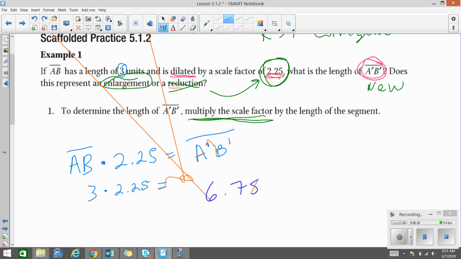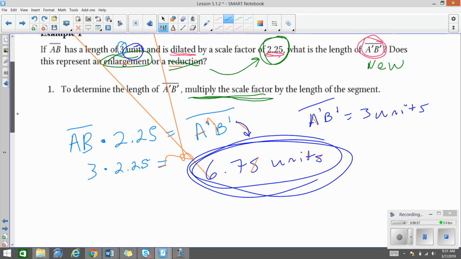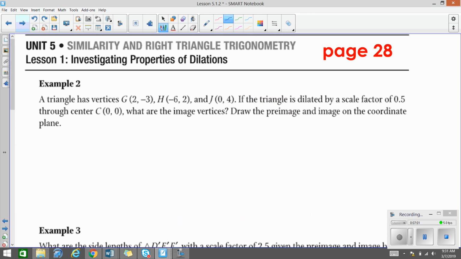And here's the thing: units. Because it's 3 units long, the answer is in units. That's how long A prime, B prime is. If you wanted to officially write it out, A prime, B prime equals 6.75 units. And then we said on part 2, K was greater than 1, so it's an enlargement.